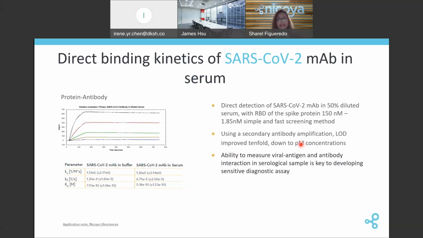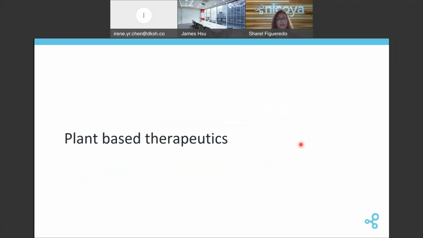Also, being able to detect the antibody in crude samples, such as plasma or serum, gives physicians or practitioners the ability to look at or evaluate vaccines. They're able to identify which patients may be high risk or may have challenges in their immune response.